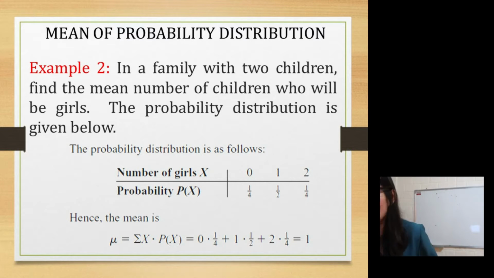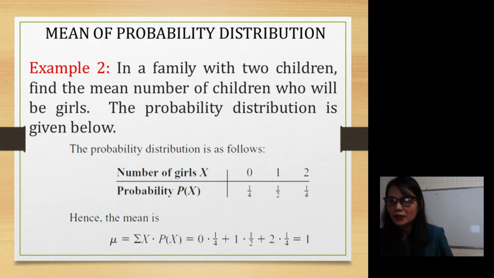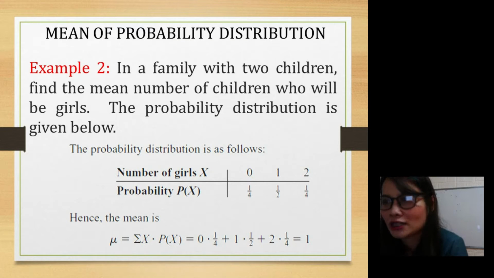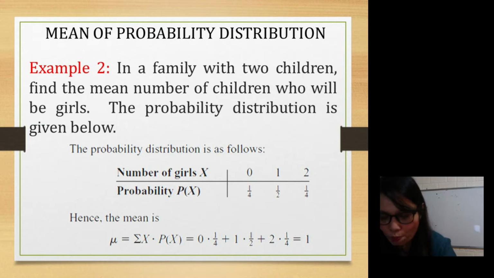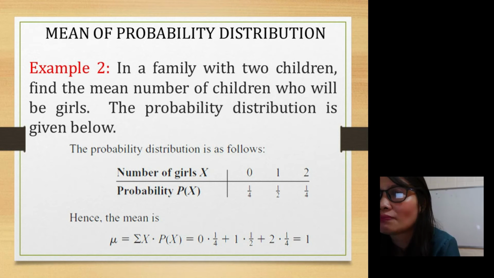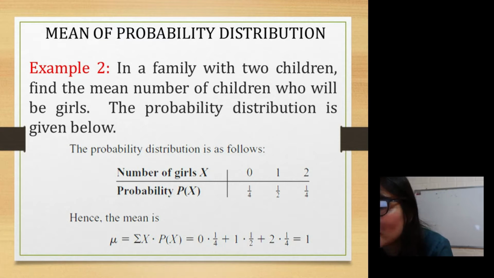Next, if the value is 2, then the probability is 1/4. How do you get 1/4? Meaning what? Yes, my dear, continue. There are only what?